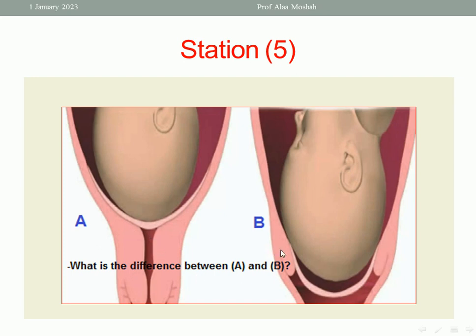While in picture B, there is thinning of the cervix, what is called effacement. There is effacement of the cervix, and also dilatation. So there is dilatation and effacement in figure B, while there is no effacement and no dilatation in figure A. Okay?